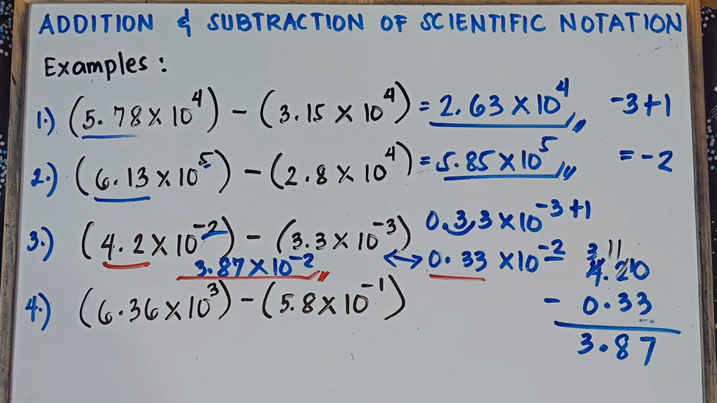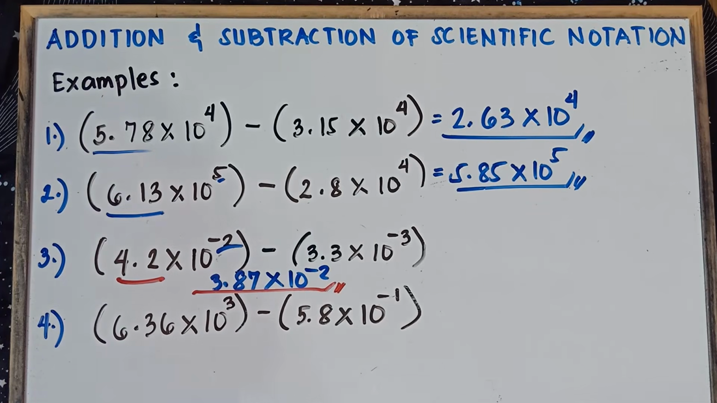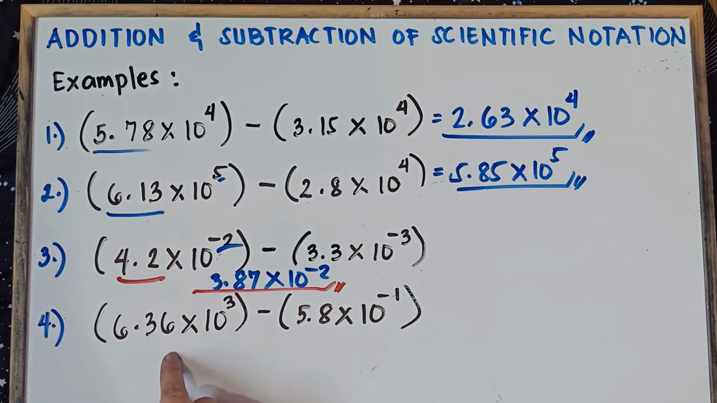Alright, so we're down to the last example, class. Example number 4. 6.36 times 10 raised to the power of 3 minus 5.8 times 10 raised to the power of negative 1. Of course, we know that negative 1 is less than positive 3.